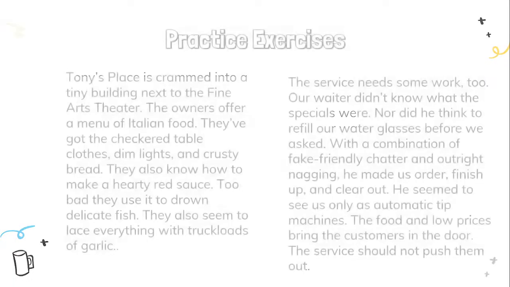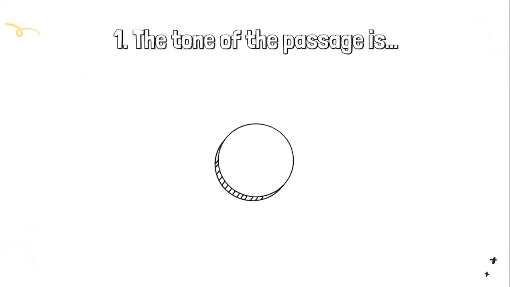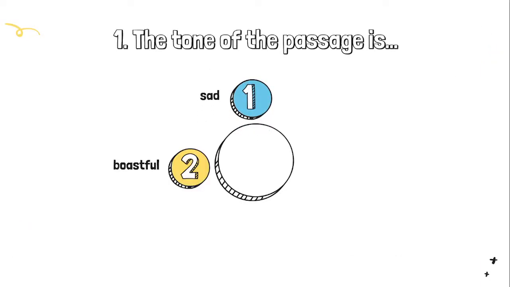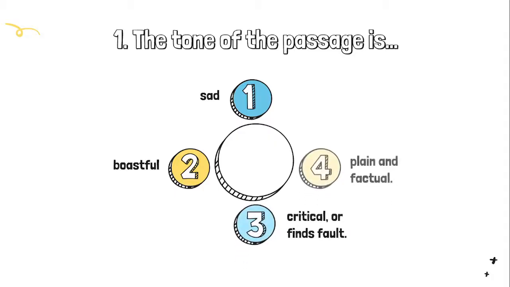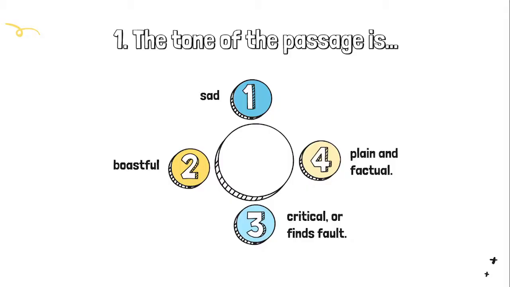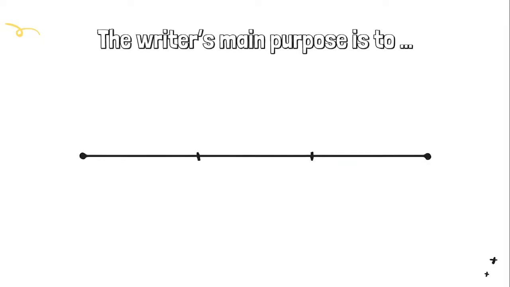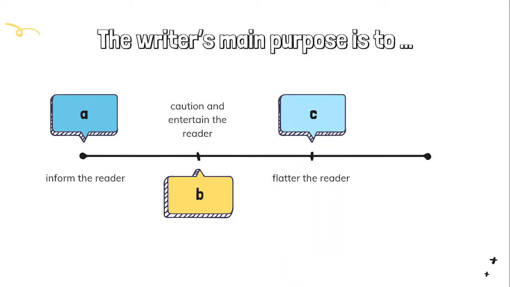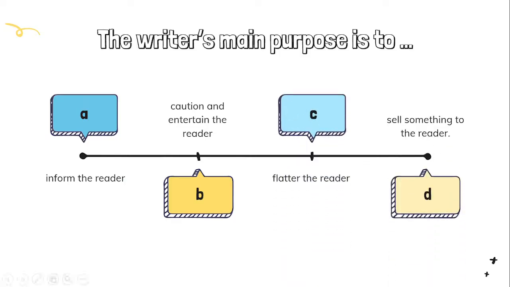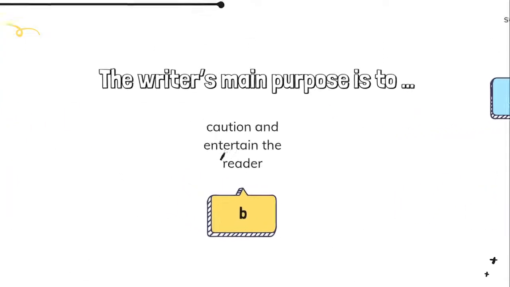Let's now answer the following activity. The tone of the passage is... The correct answer is letter D, critical or finds fault. The writer's main purpose is to... The correct answer is letter B, caution and entertain the reader.